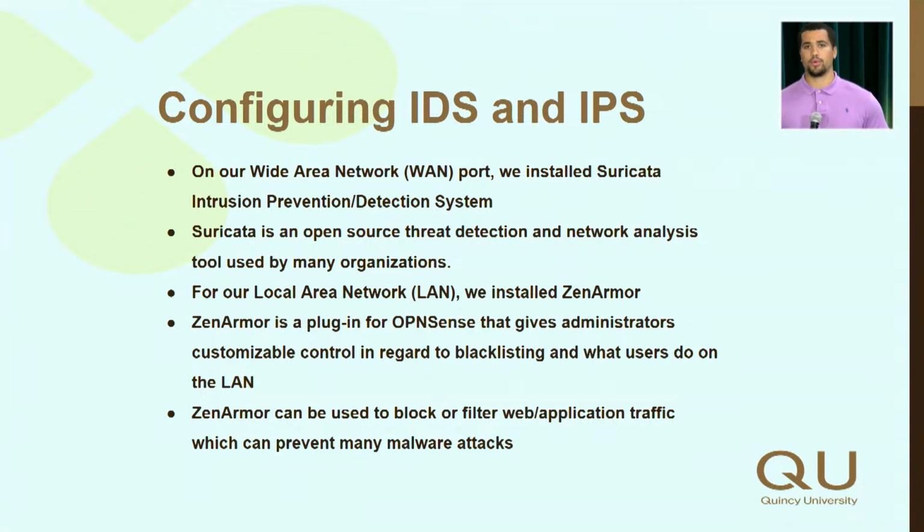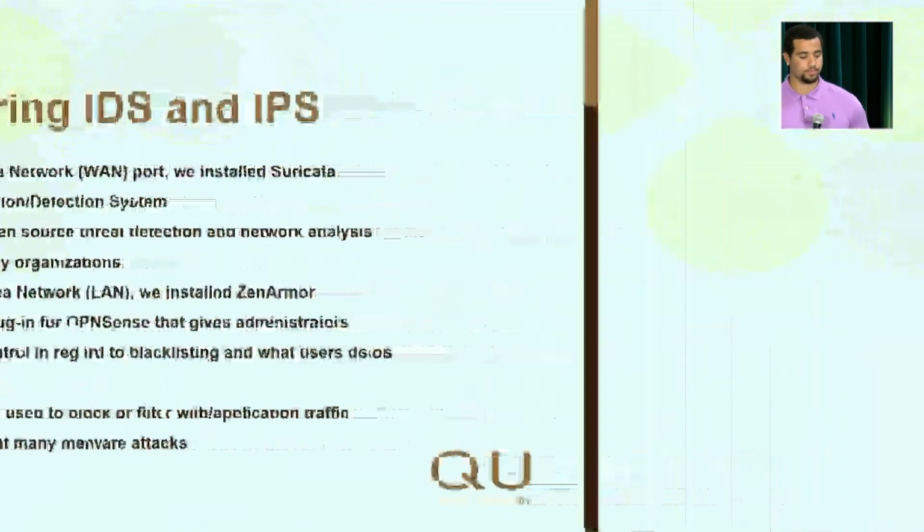For our local area network, also known as LAN, that's for the connections that are inside the network, all of your computers that are connected with Ethernet, just like in our network. So we use ZenArmor, which is a plugin that's more customizable and more in-depth. ZenArmor is a plugin for OpenSense that gives administrators customizable control in regard to blacklisting and what users do on the LAN. ZenArmor can be used to block or filter web/application traffic, which can prevent many malware attacks.